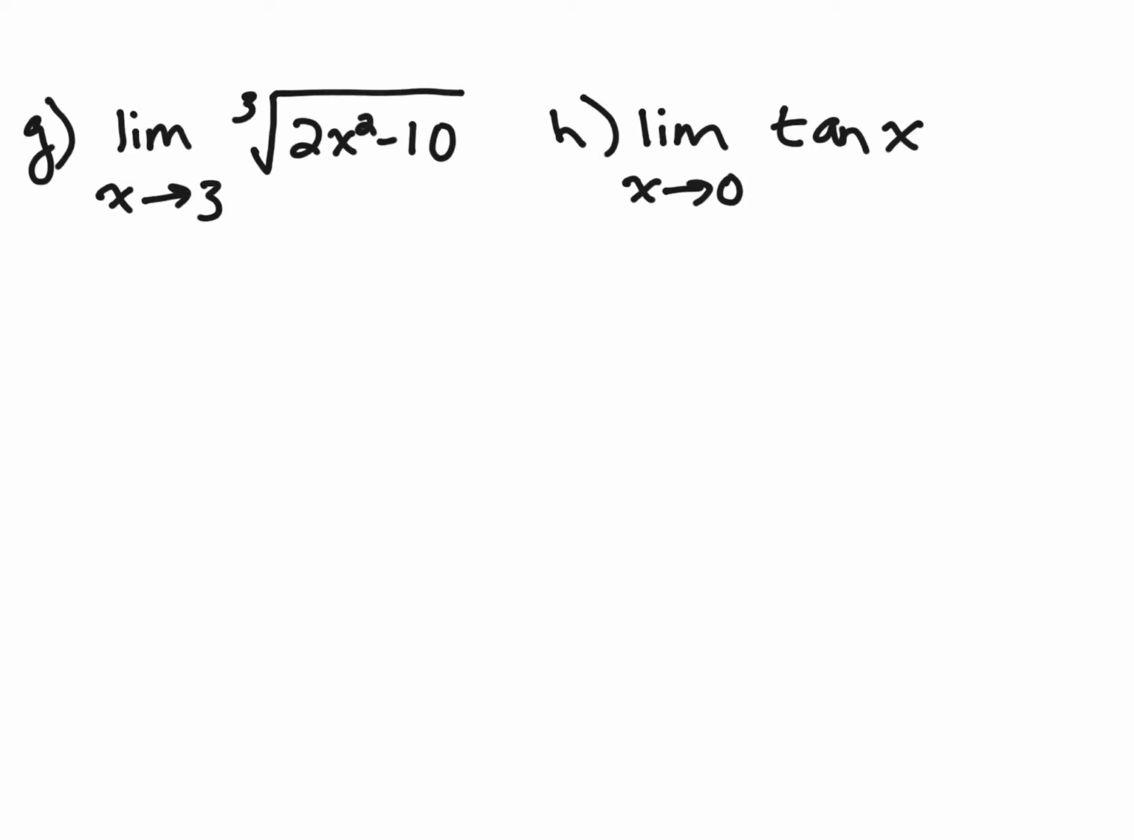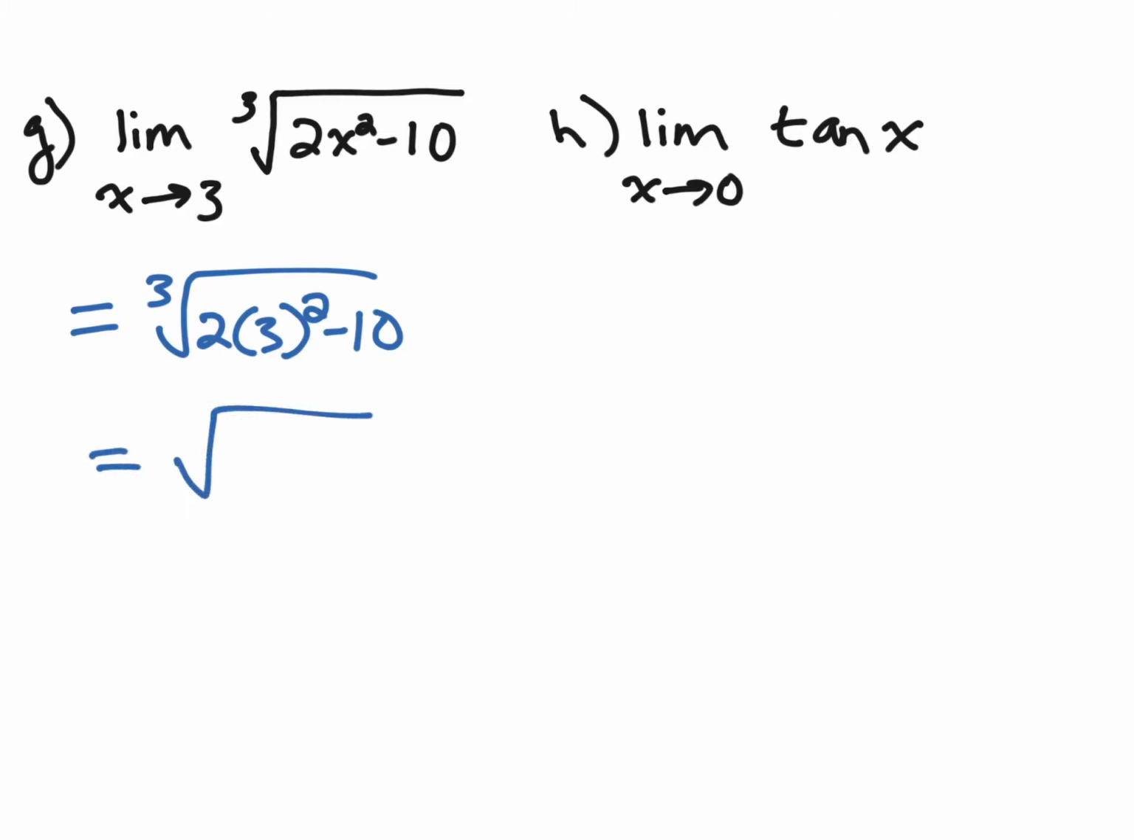Okay, limit as x approaches 3 of the cube root of 2x squared minus 10. Direct substitute. We got the cube root of 2 times 3 squared minus 10. 3 squared is 9. 9 times 2 is 18. 18 minus 10 is 8. What's the cube root of 8? 2.